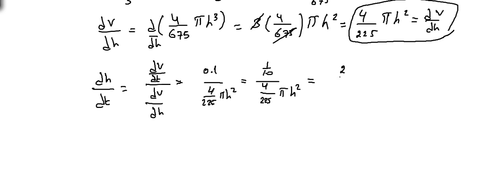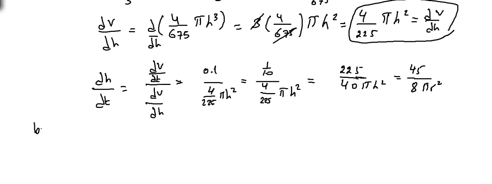Okay, rate of change part 4. We continue. We ended up here. It will be 225 over 40 pi h square, right? I can simplify it. I can divide by 5. It will be 225 divided by 5, it will be 45, right? 45 over 8 pi h square.